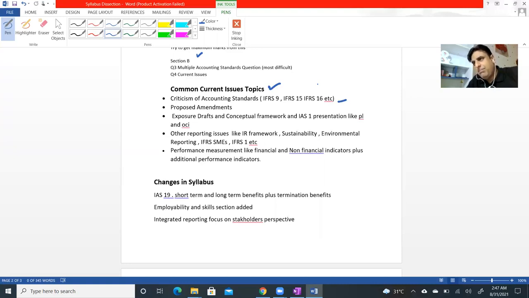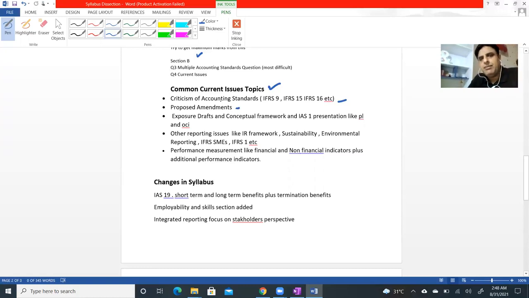You can have a part from this area in your question number 4, and believe you me, these are straightforward marks. For example, in question number 4, 7 to 8 marks for criticism of relevant accounting standard IFRS 15, and if you remember the criticism, you just type it down and you will have full marks. Now, proposed amendments.